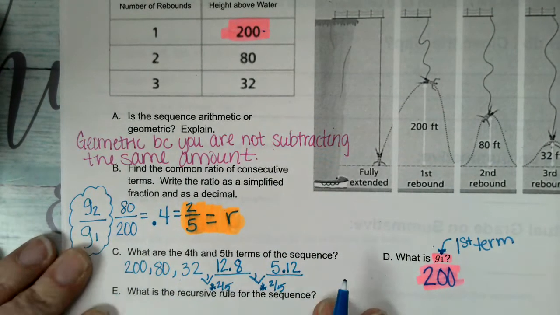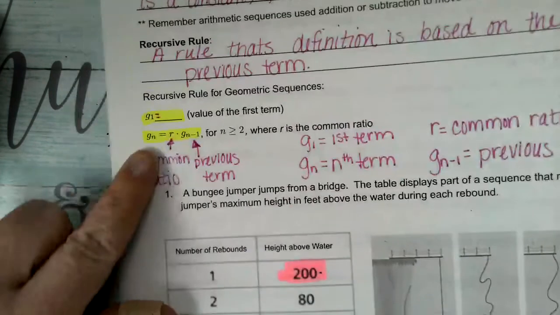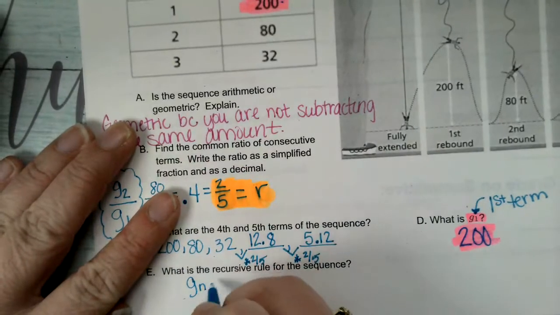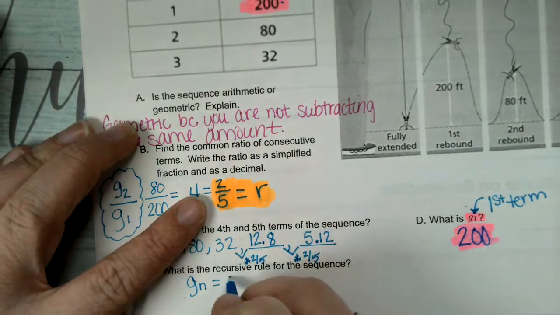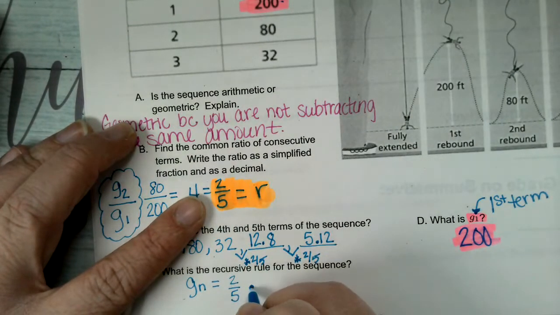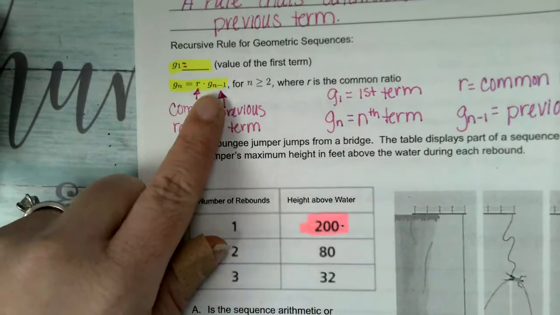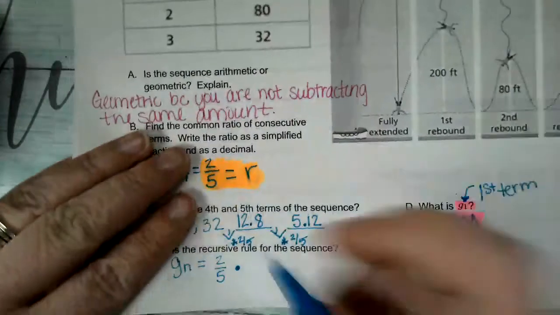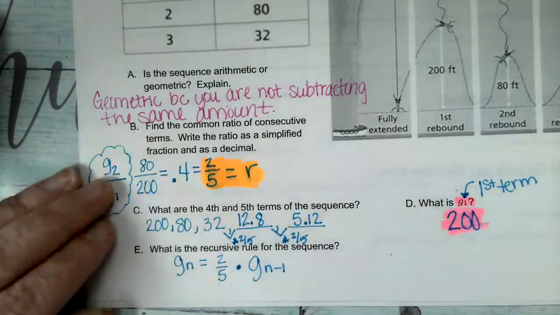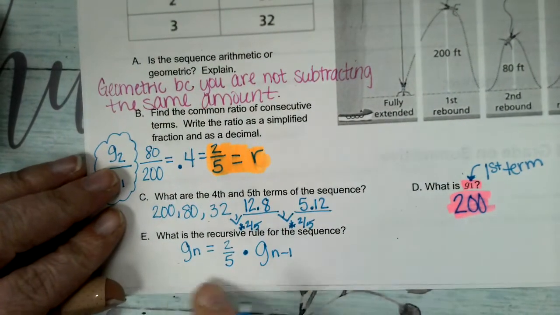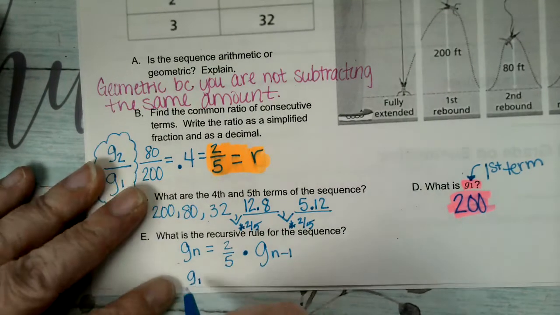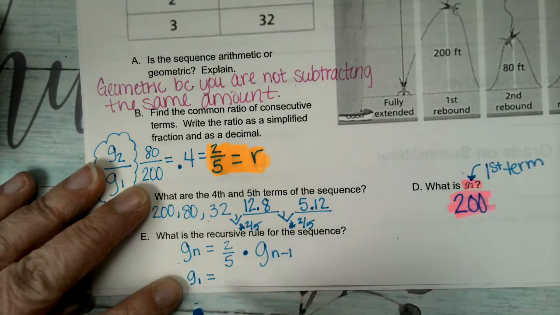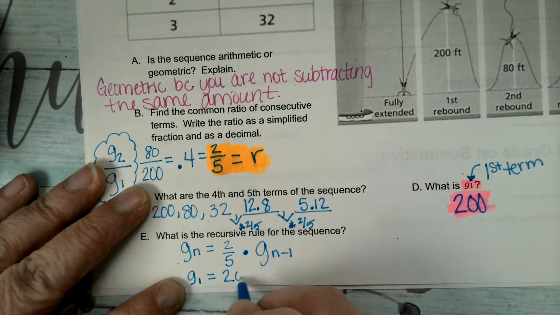Now, to write the recursive rule for the sequence, you start out with G sub n equals. My common ratio was 2/5 times. Then it says to write the previous term, G sub n minus 1. Now I'm not finished. That's only one part, one line of the rule. You have to have two lines, and that second line is your G sub 1. You have to tell me what is my first term, and my first term is 200.